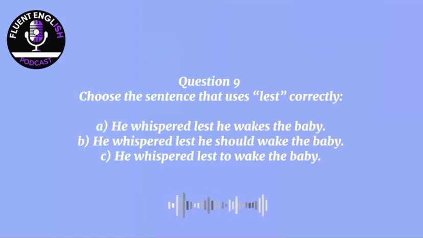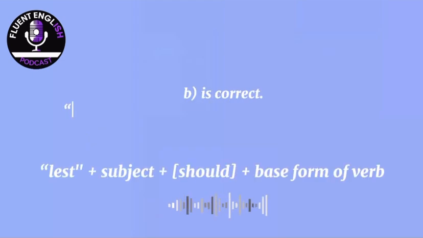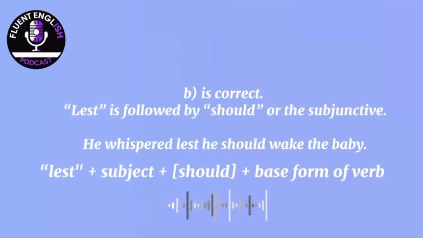Question 9. Choose the sentence that uses lest correctly. A. He whispered lest he wakes the baby. B. He whispered lest he should wake the baby. C. He whispered lest to wake the baby. B is correct. Lest is followed by should or the subjunctive. He whispered lest he should wake the baby.